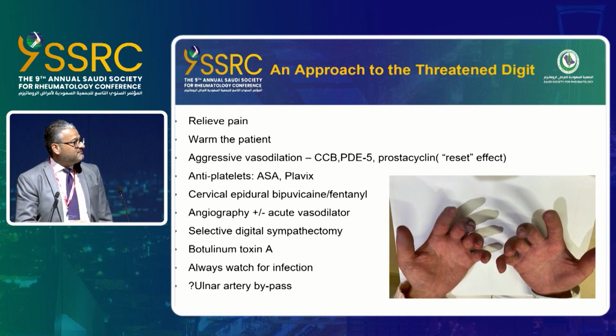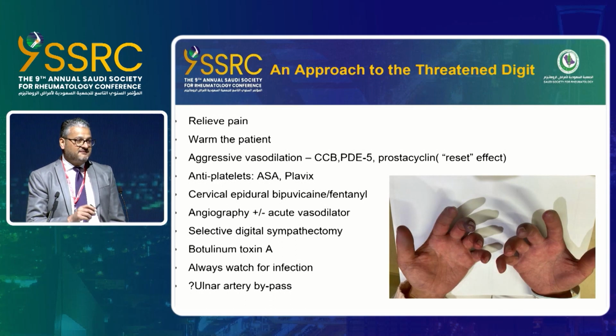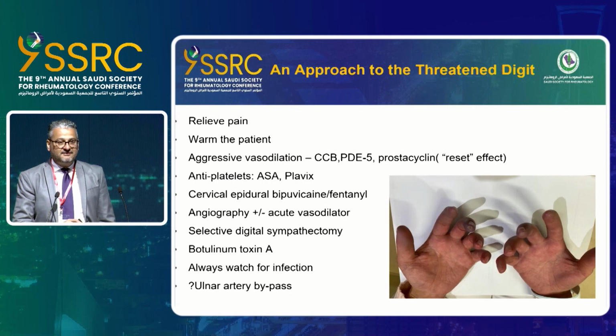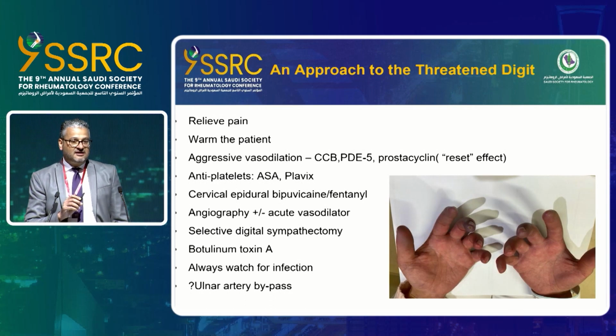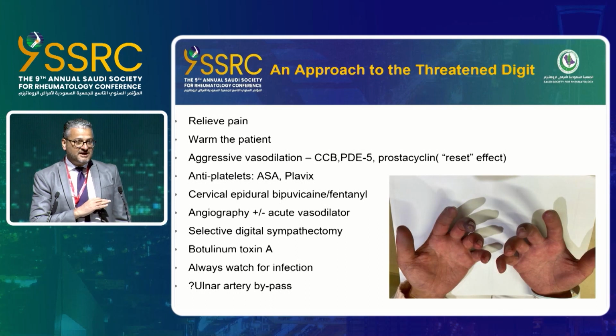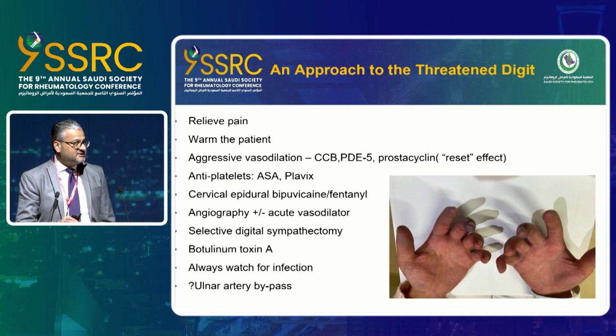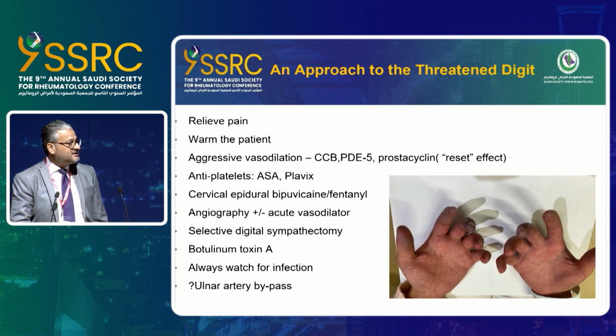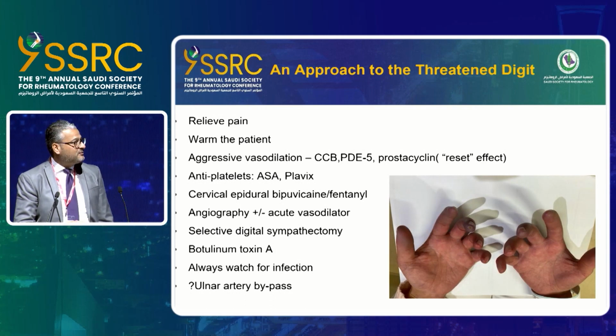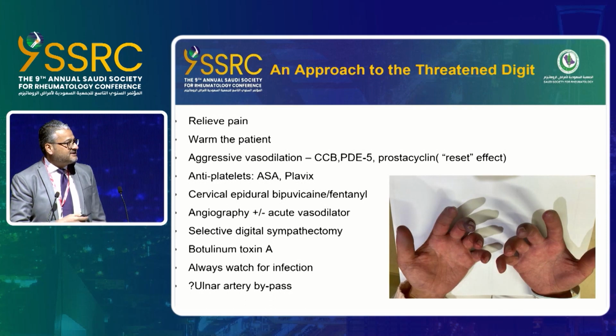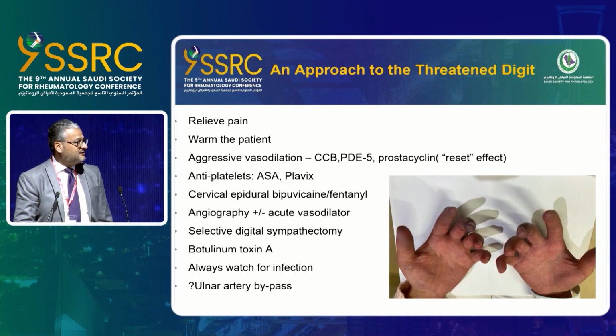So I think the most important thing in such a life-threatening digit is pain relief. I mean, pain should be 100% relieved with the maximized painkillers that you can, PCA pumps, oxycodone, because this helps with the circulation. Antibiotics are very important. You need to start antiplatelet aspirin, aggressive vasodilation. There's something called the reset phenomenon where you need to maximize therapies, calcium channel blockers. You need to combine therapies.